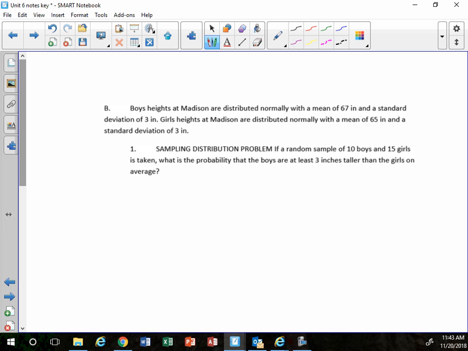Okay, so first thing we want to do is define the two populations that we're looking at here. So what do you think we're talking about here? What are our two groups? Boys and girls. And what do we care about within those two groups? Height.